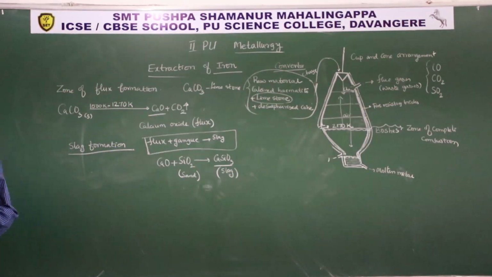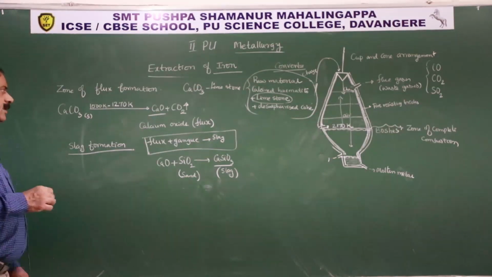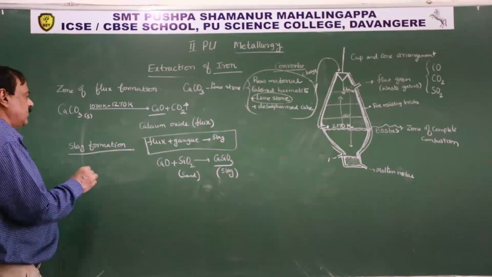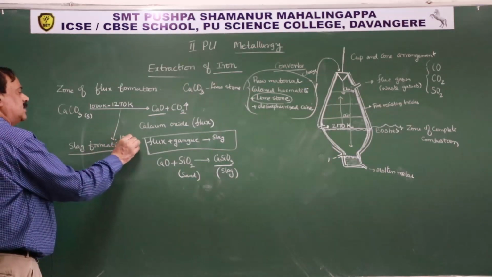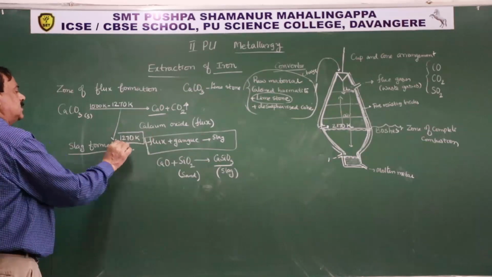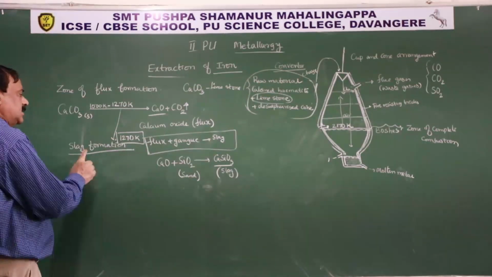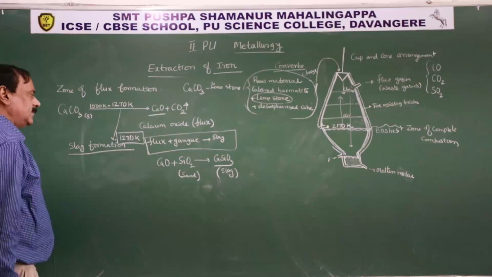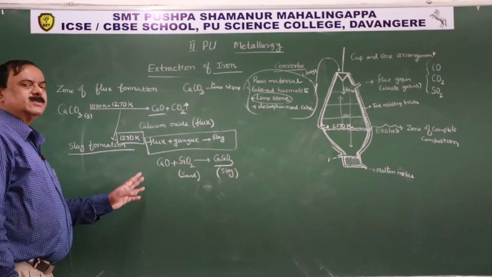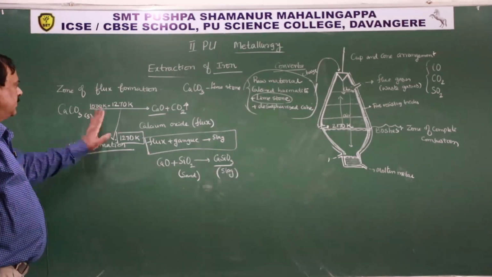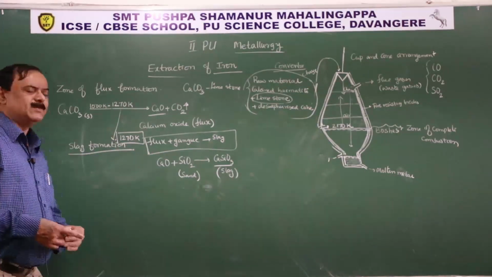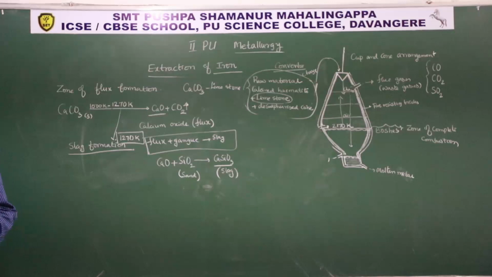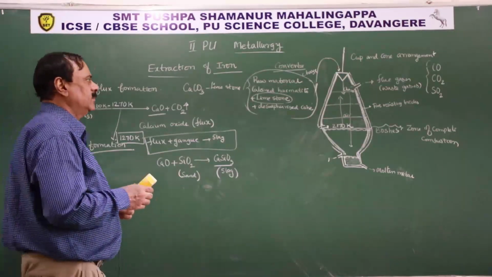Is it clear? That is slag formation. It is around 1270 Kelvin, where the flux fuses to give the slag. In some cases it may be 1000 degrees Celsius. Just above 1270 Kelvin, the flux combines with the gangue and gives rise to calcium silicate.